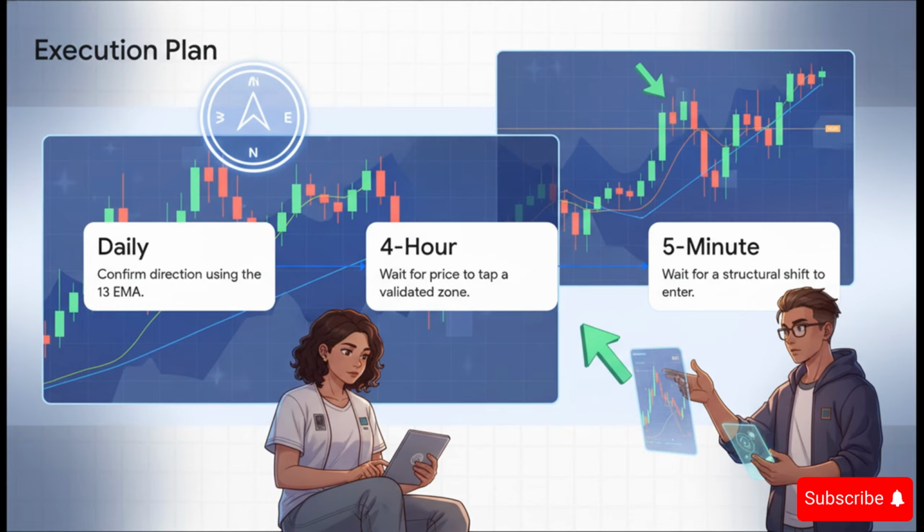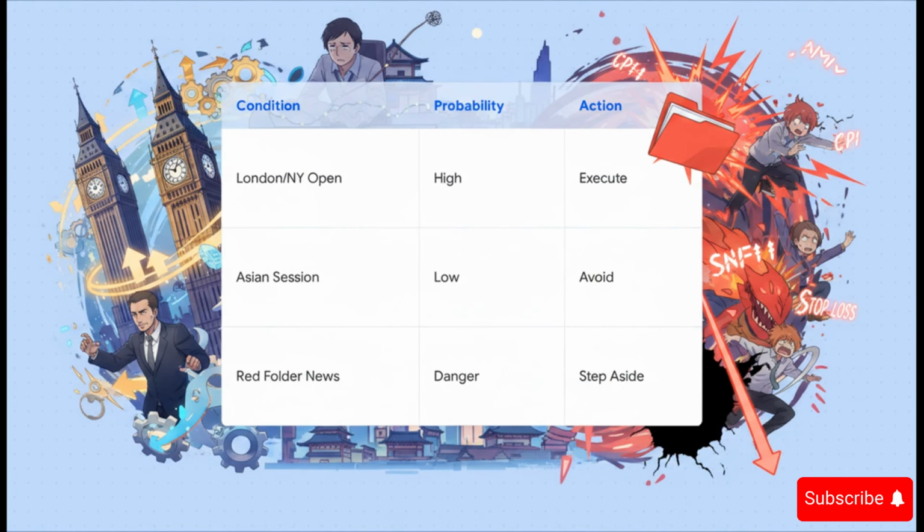And finally, step 3: only after that higher timeframe zone is tapped do we drop to our 5-minute entry timeframe to look for a definitive structural shift and a 13/50 EMA crossover. We don't predict. We let the higher timeframe give us the zone and the lower timeframe give us the trigger.